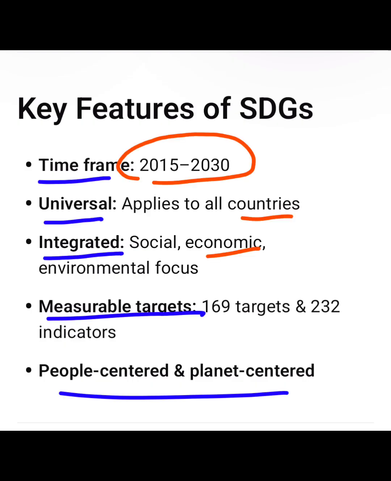The next one, key features: time frame 2015 to 2030, and universal, applying to all countries. Then integrated, with a social, economic and environmental focus, and measurable targets: 169 targets and 232 indicators. And then people-centered and planet-centered.